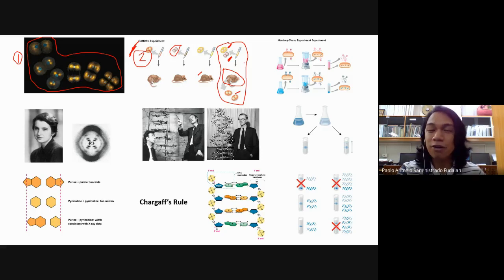But the scientific community still did not really believe that it's DNA that actually caused the transformation. So that later on came with Hershey and Chase's experiment. Can anyone tell us a summary of this experiment, Hershey and Chase's experiment?